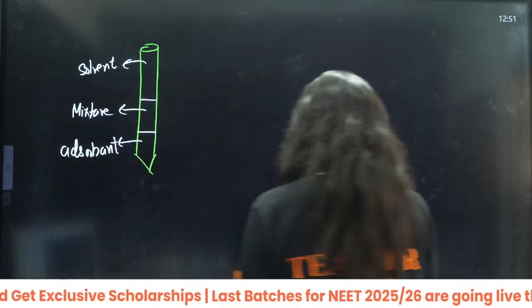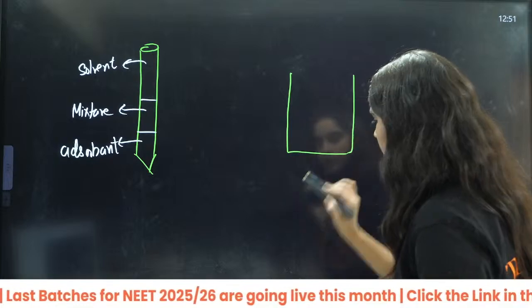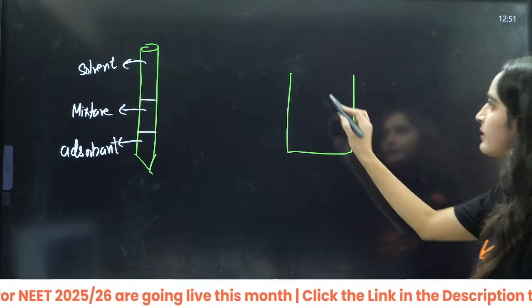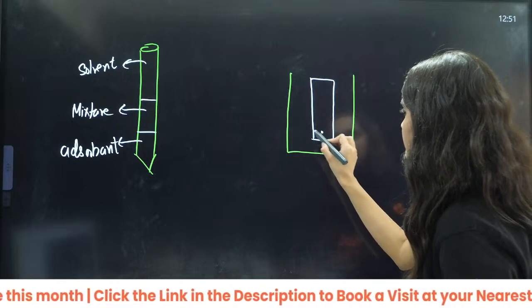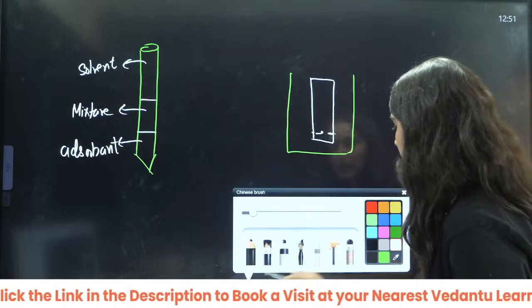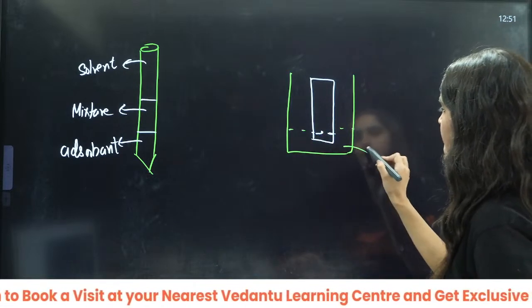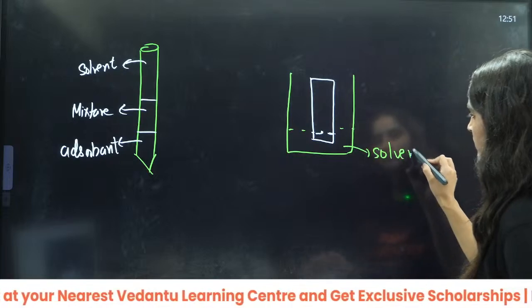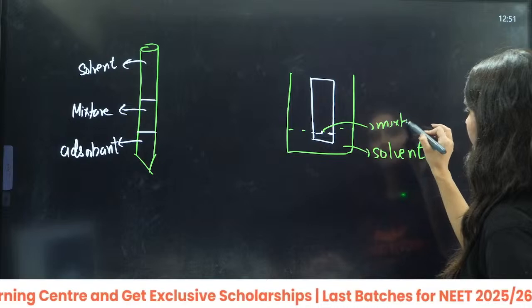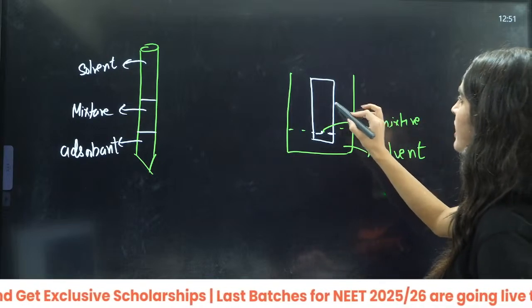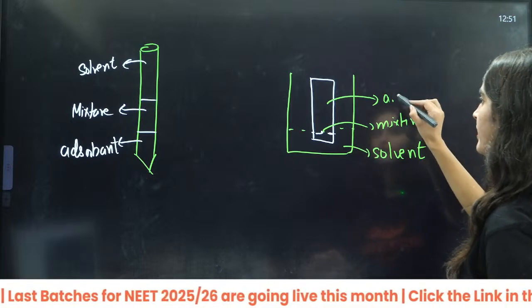But when I'm talking about this particular thing, this is your beaker, and this is your strip, right, which you have placed. This is your baseline. Now we know that this is our solvent, this is our mixture, and this is our adsorbent, right?